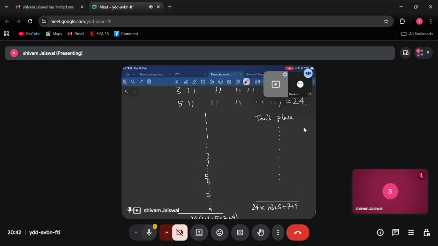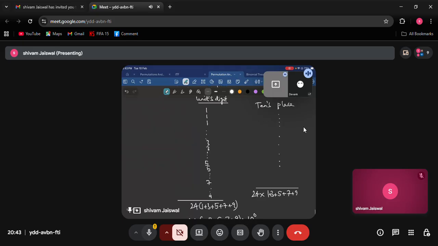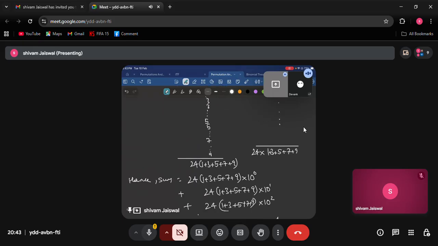So the contribution by the units place will be how much? Contribution: 24 into the sum of 1 plus 3 plus 5 plus 7 plus 9. This will be the contribution by the units place. Same with tens place, same with hundreds place, same with thousands place, and same with 10,000 place.